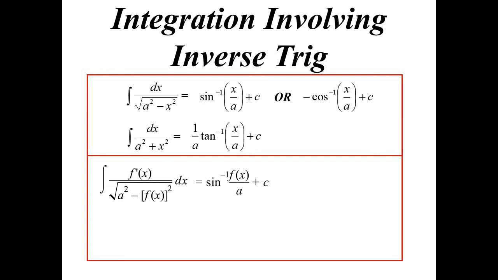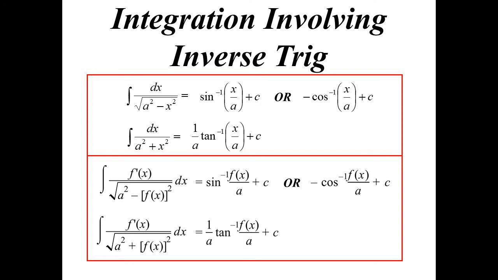Notice, instead of writing 1 minus function x squared, I put a squared there, because then that will save a bit of work there. We can think of it as function x on a. A lot of times that will be 1 anyway. Or, of course, negative the inverse cos. And inverse tan, again, we're going to have the 1 on a out the front with that one.